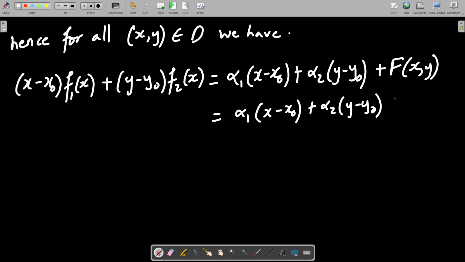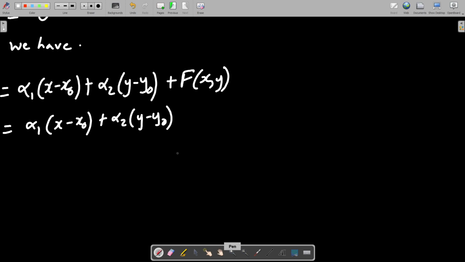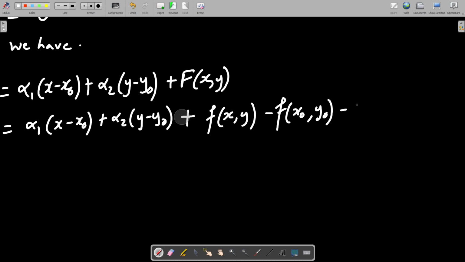I'll replace what is capital F over here. I'll just write it like this because I have space. You all don't have space in your books, I suppose. So what is capital F? Capital F we have defined as small f of (x,y) minus ... y minus y naught. Okay, so what do you see?